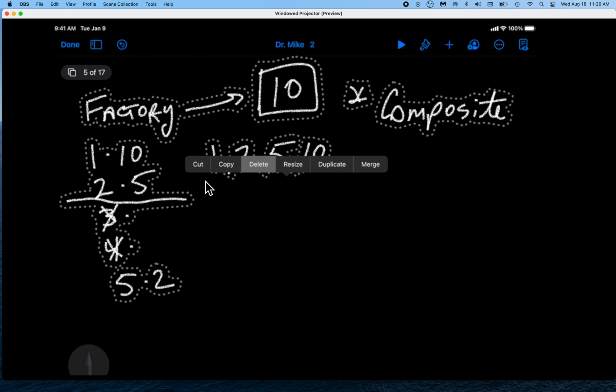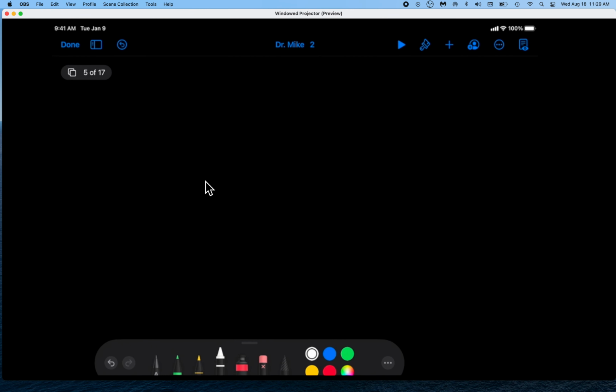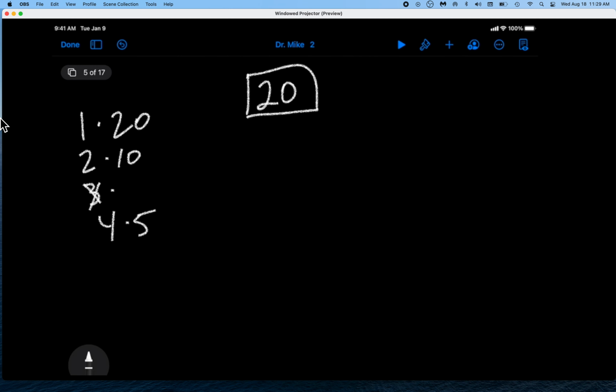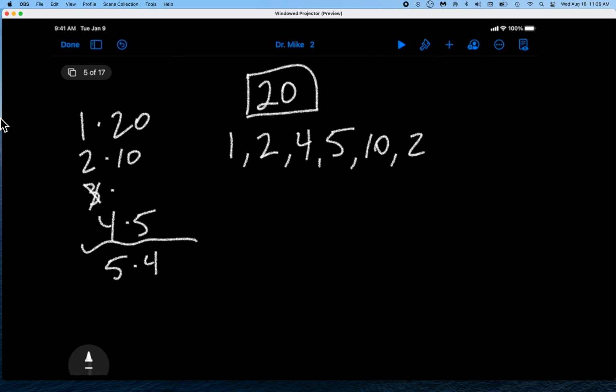Okay, let's do one more. How about the factors of 20? We have 1 times 20. We have 2 times 10. 3 times anything? No. 4 times 5? Yes. 5 times 4, we're in repeat mode. We stop here. Here are the factors. 1, 2, 4, 5, 10, and 20.